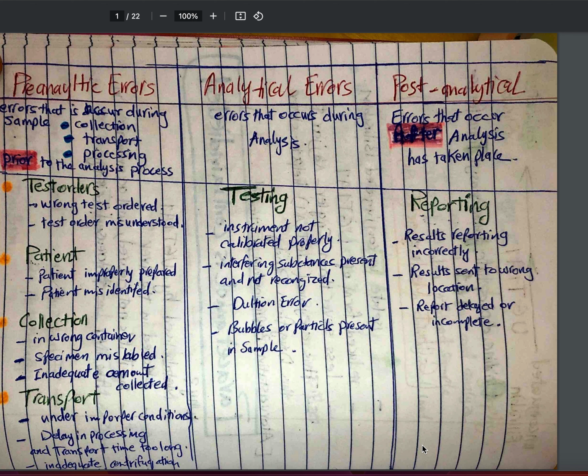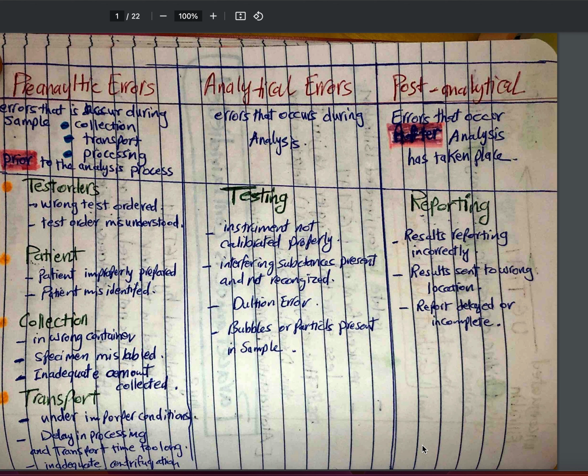We will continue with the discussions of clinical chemistry. So we will talk about the types of analytic errors, the errors that happen during the sample. We subdivide them into three types: pre-analytic errors, analytic errors, and post-analytic errors. We will start with the pre-analytic errors, the errors that occur during sample collection, transport, and processing, everything that is prior to the analysis.